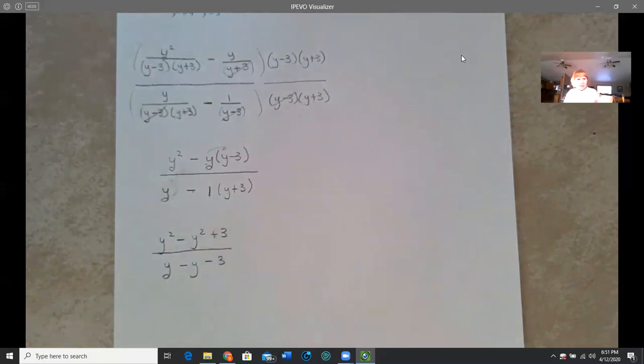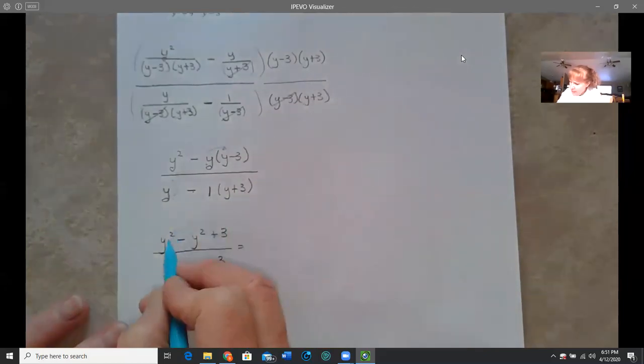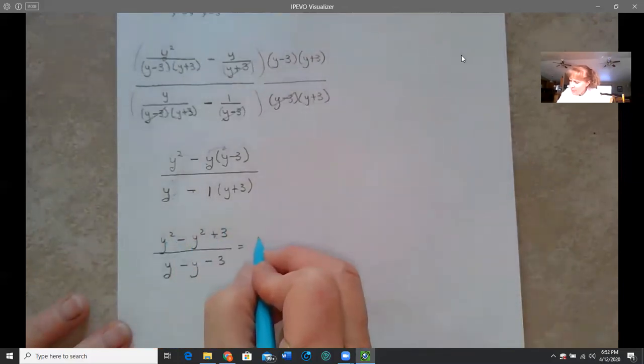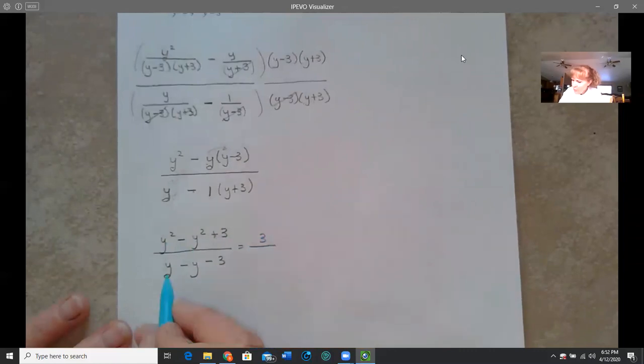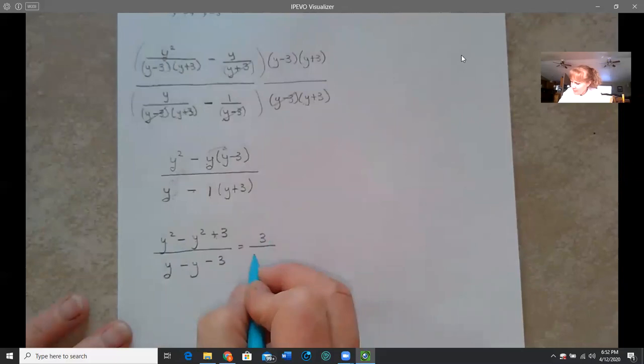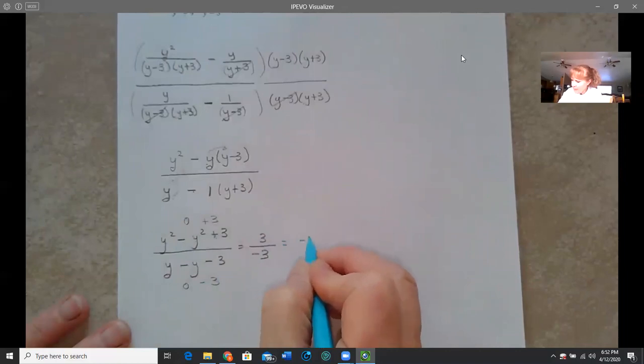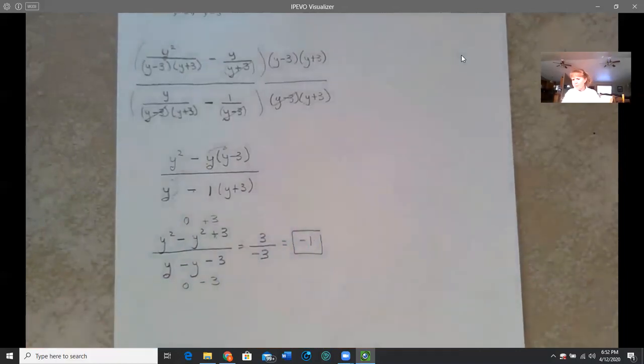All right, so let's simplify. These y squared minus y squared is 0. So you end up with just 0 plus 3, which is 3. Y minus y is 0 minus 3. So you end up with 0 plus 3 over 0 minus 3, and your answer is a -1. So we ended up with a -1 with all that. So just take your time and write everything out, and you should be fine.